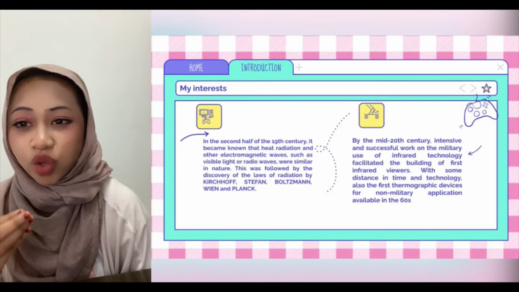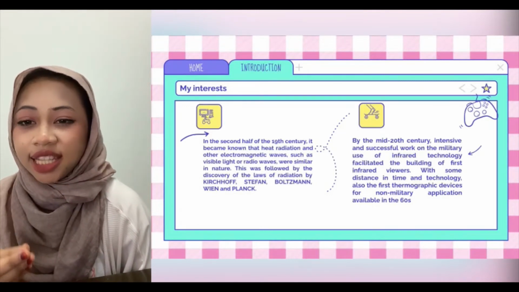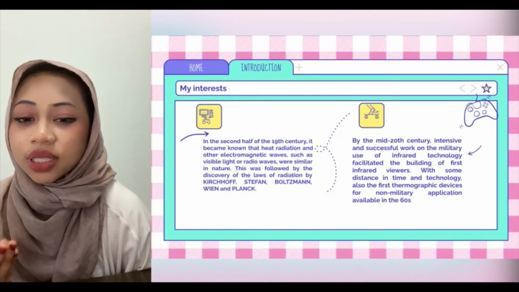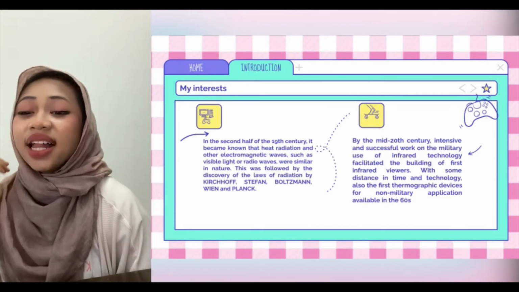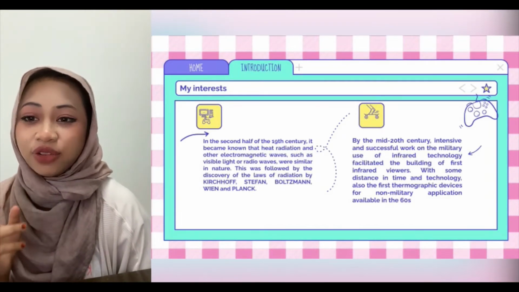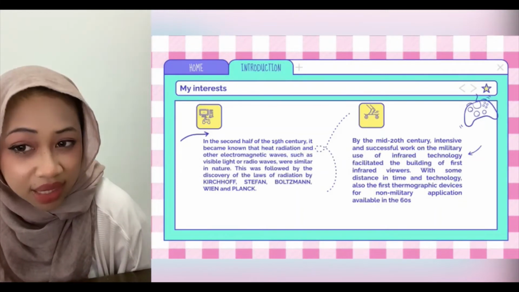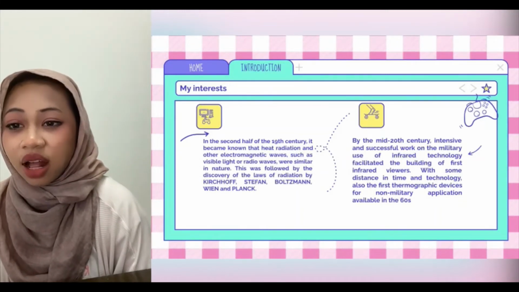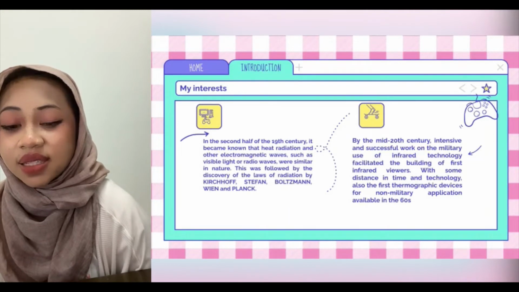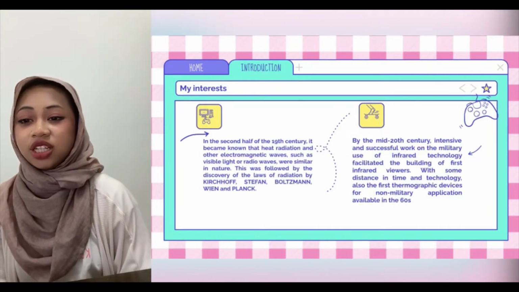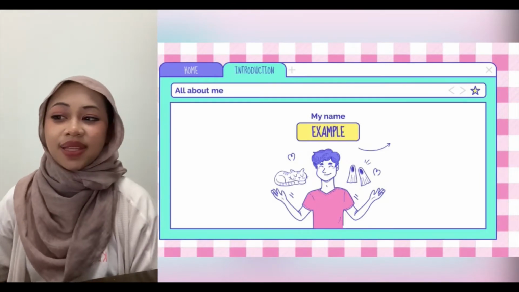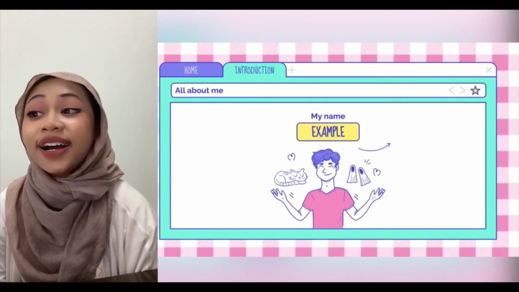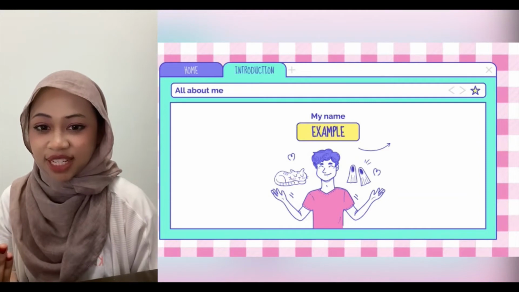By the mid 20th century, intensive and successful work on the military use of infrared technology facilitated the building of the first infrared viewers. With some distance in time and technology, the first thermography devices for non-military application became available in the 90s. Here are some examples of how the thermal imaging devices look like.